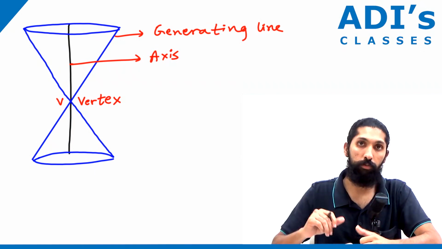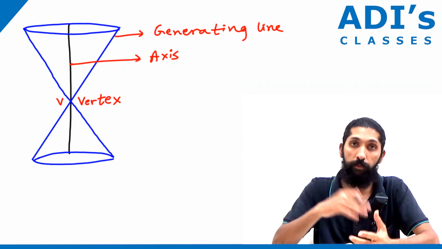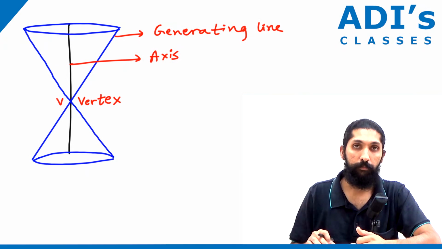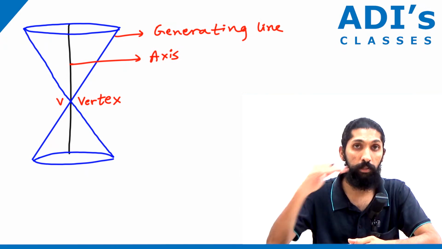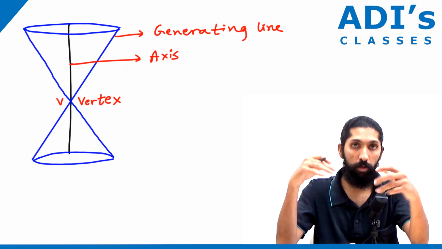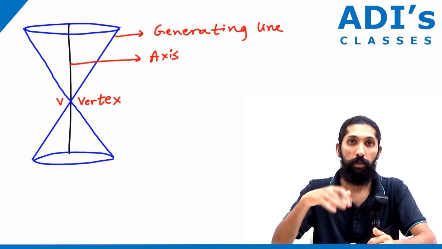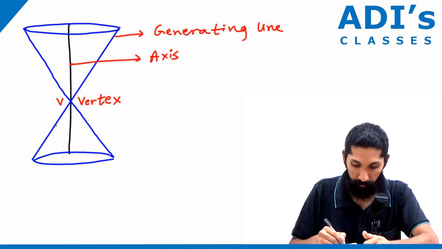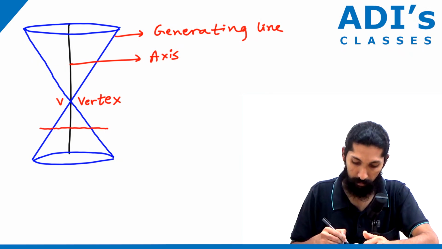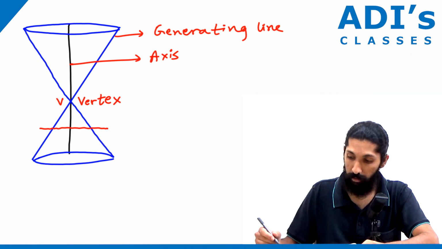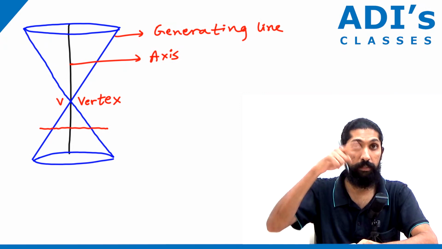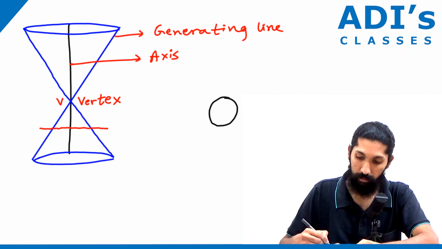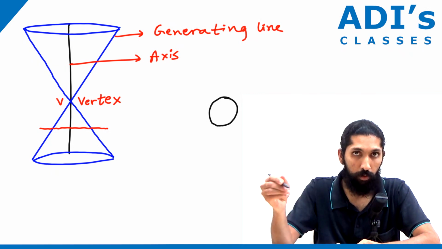Now once you have a cone, I can cut the cone in different ways. Many ways we can cut the cone. Say you are going to cut the cone horizontally. Imagine you have a cone, and you're going to cut it horizontally like this. When you cut it, the cross section you're going to get is a circle, isn't it? So the cross section of a cone can give me a circle.